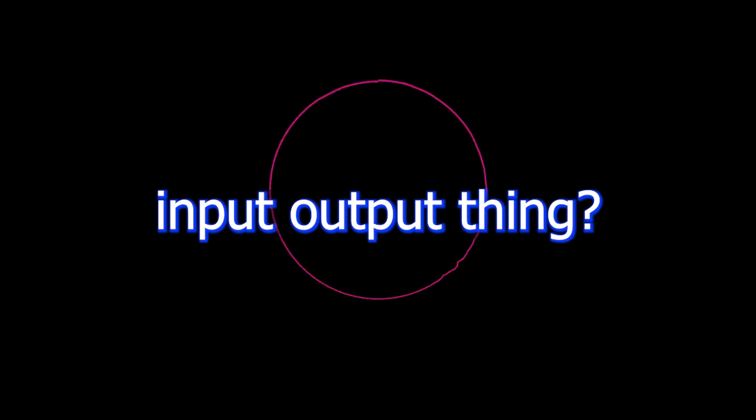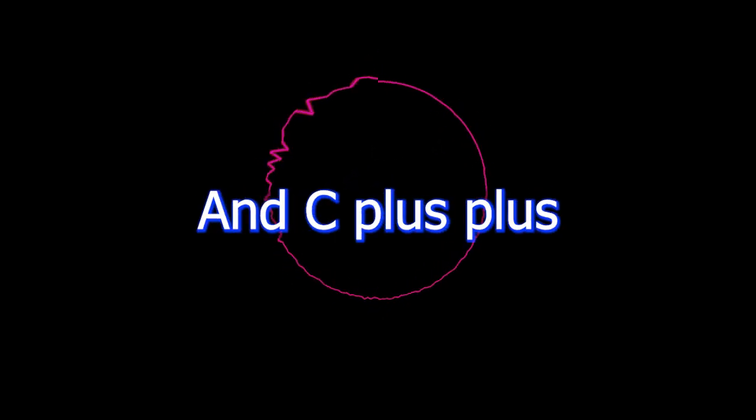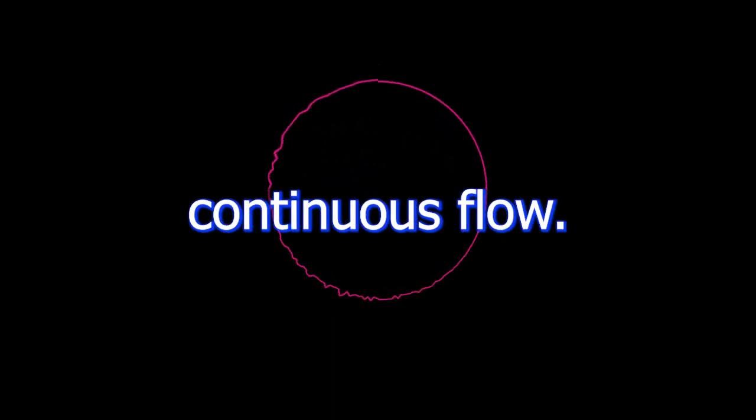Exactly. So how does C++ handle this whole input-output thing? I see the word stream popping up everywhere in the material. What's that all about? So imagine a pipeline carrying data. That's essentially what a stream is in C++. It treats data as a continuous flow, whether it's coming from a keyboard, a file, or going to your screen.